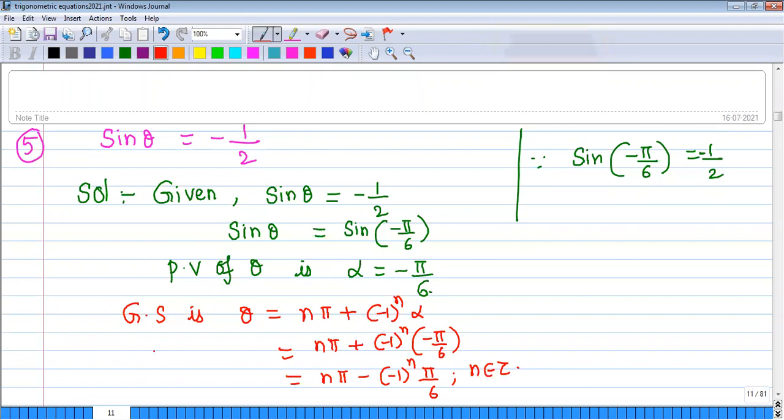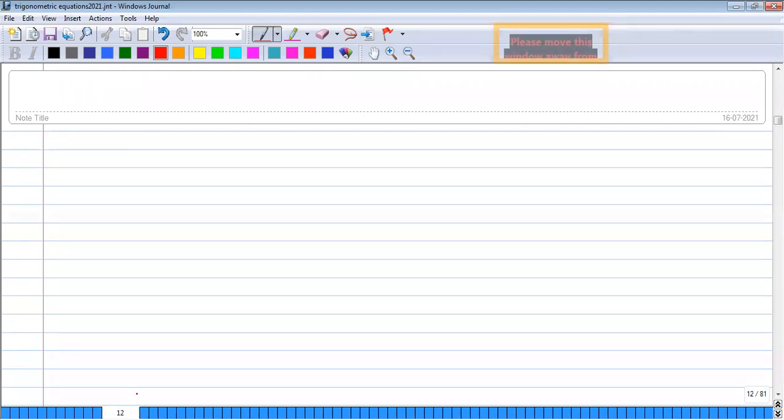Shall I give one more question? Yes, sir. Okay, sixth problem. Give homework also. Yes, sir. Note down this homework. Solve sin theta equals minus root 3 by 2.